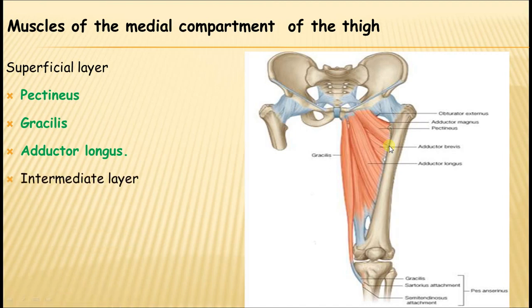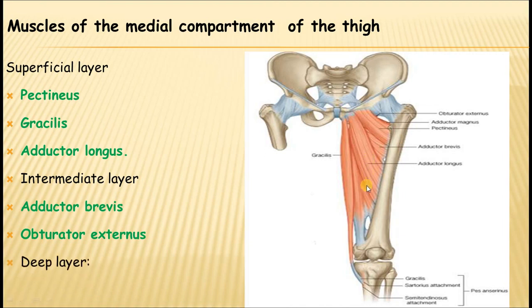The intermediate layer is mainly occupied by the adductor brevis muscle alone, and above it you have the obturator externus. Then the deeper layer mainly consists of the adductor magnus, this massive muscle, part of which is hidden from your view by the adductor longus and the brevis muscle.